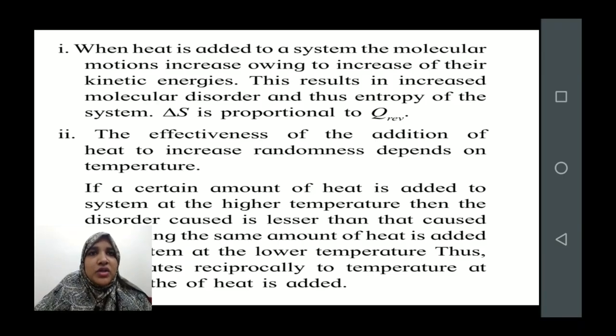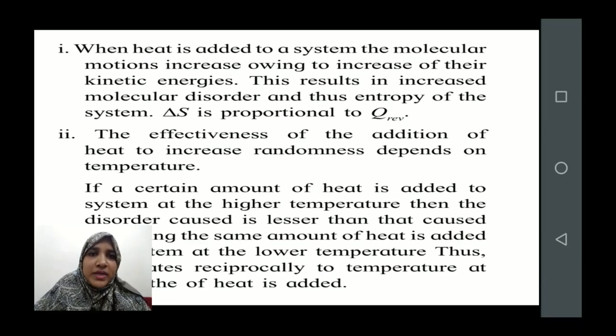Now I have told you earlier also, delta S is directly proportional to Q reversible, because the heat is responsible for the kinetic energy of the particles, which are atoms, ions, or molecules present in the system. So if they get more energy, they will do more motion and there will be more disorder. And if they get less energy, there will be less motion and less randomness or disorder.